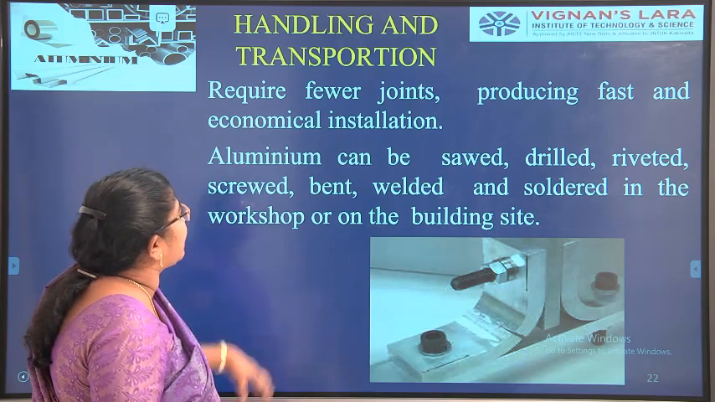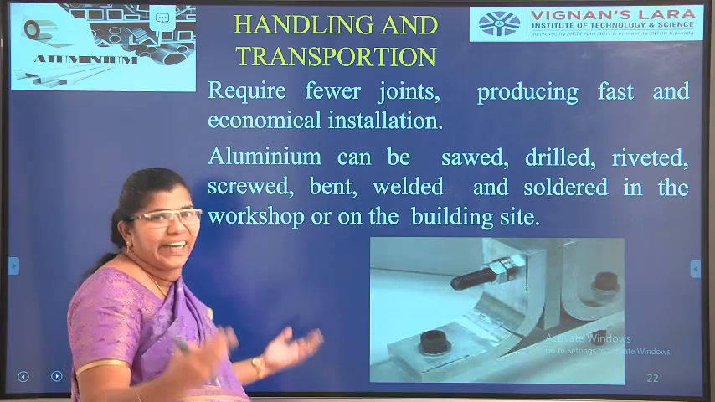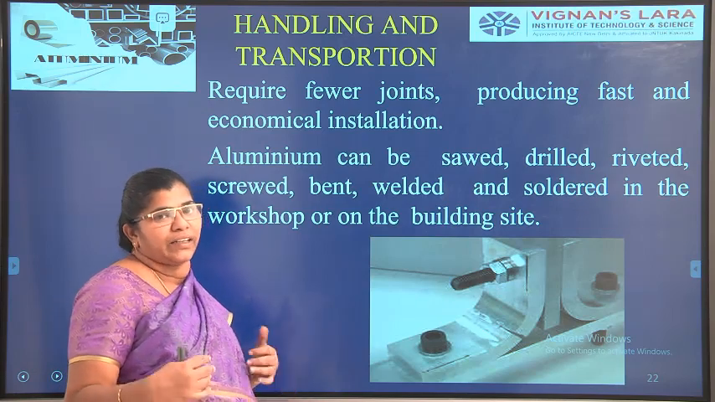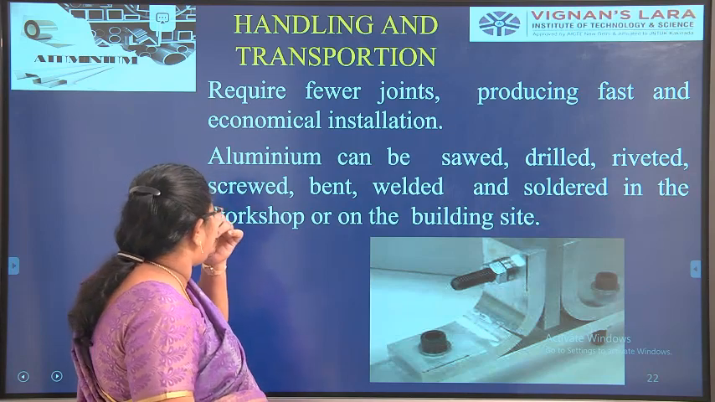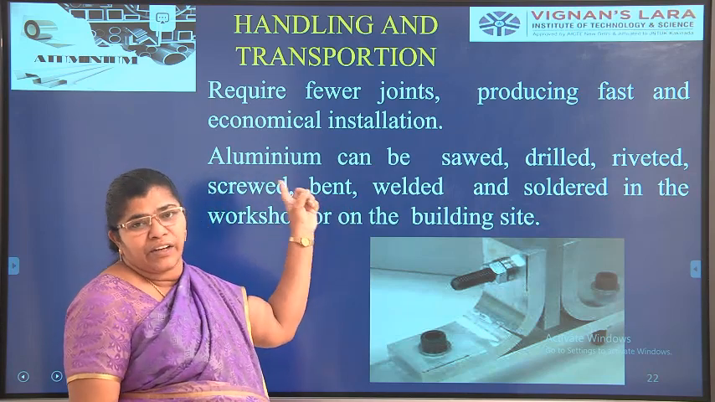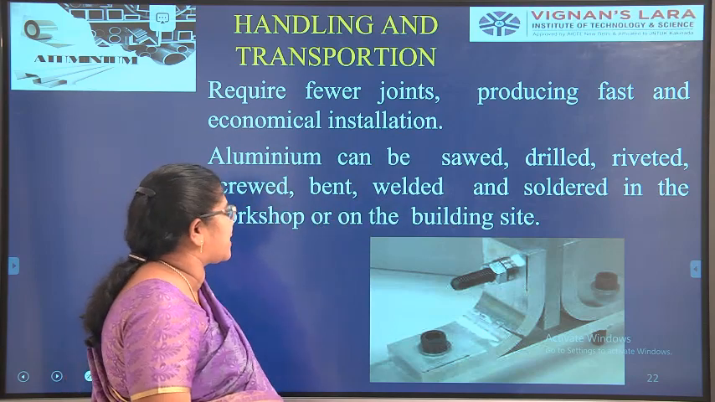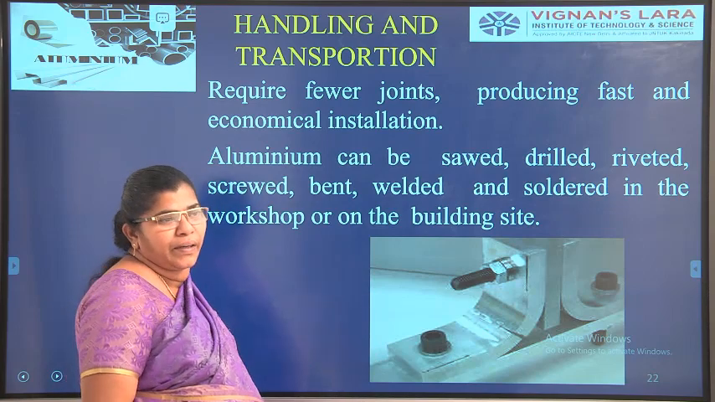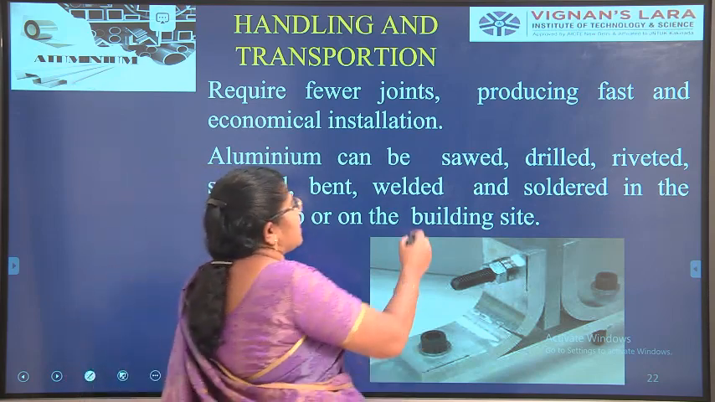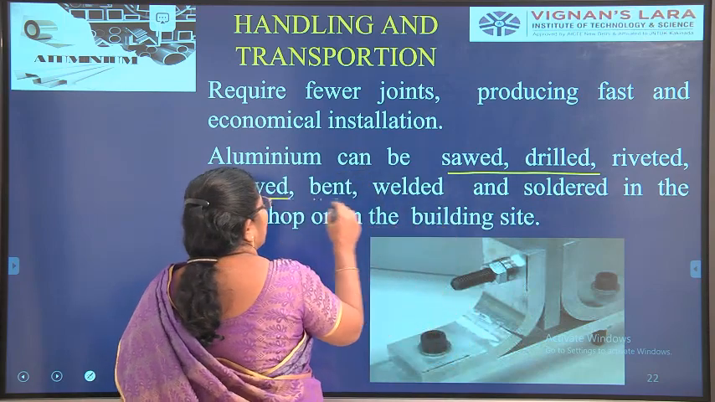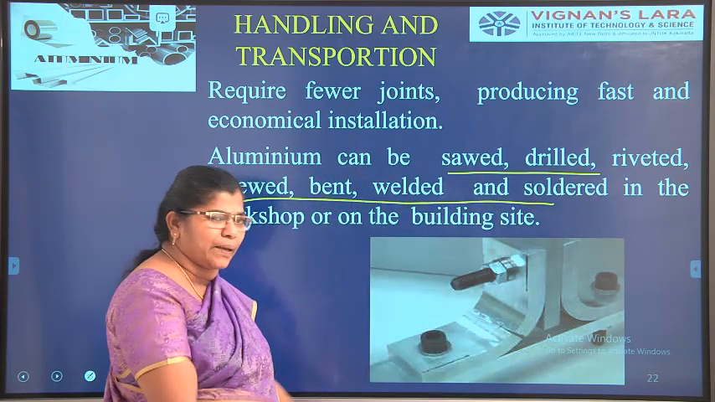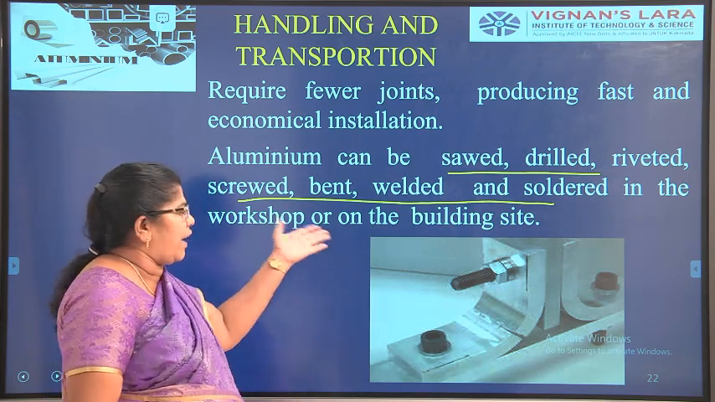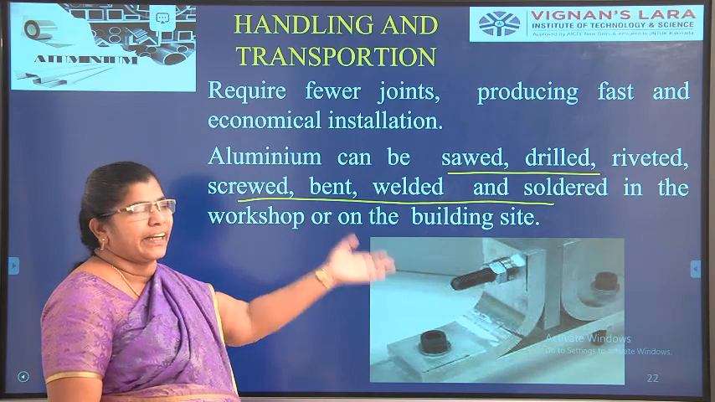Okay, so for handling and transportation, it is very light in weight, so it can be easily transported, but with care, not roughly. It allows very fast and economic installation, right? It can be installed fast, drilled fast, fixed very fast. It can be sawed, drilled, riveted, screwed, bent, welded or soldered, whatever type of joint we go for, but we can do it very fast. Either in the workshop or on the building site, we can directly do it.